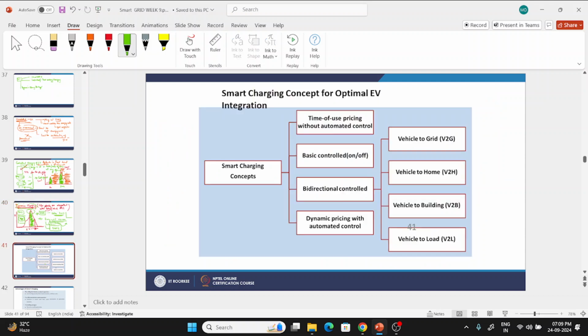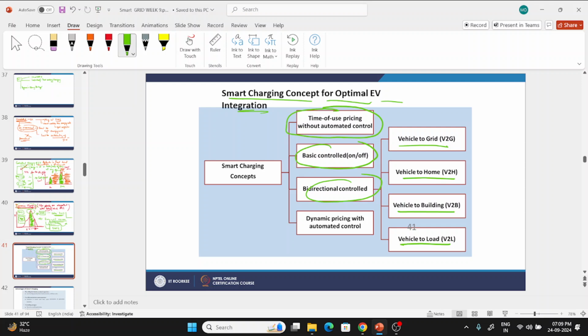Now come towards the smart charging concept of optimal integration, which I just told you about. This is time of use pricing without automated control. Basic control pricing is there. Bidirectional control, one thing is also there which I didn't discuss, which is vehicle to grid, vehicle to home, vehicle to building, and vehicle to load.